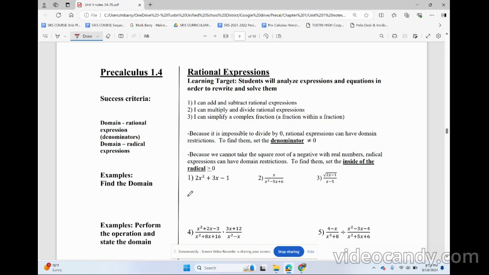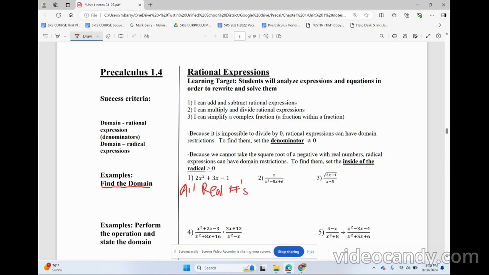Because remember, if we have a negative inside a square root, it leads to imaginary numbers. Okay, so for the first one here, if our question is find the domain, those are the only two things we care about. Just denominators cannot equal 0, and then the inside of the radical is greater than or equal to 0. So on a question like number 1, where we don't have a denominator and we don't have a radical, whenever you don't have those two things, then it's just going to be all real numbers. It's just kind of saying that there are no restrictions.